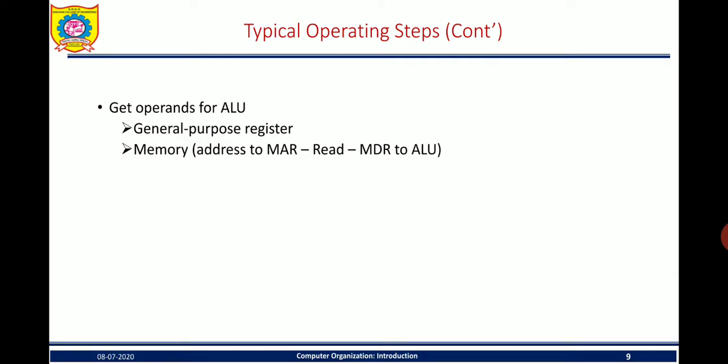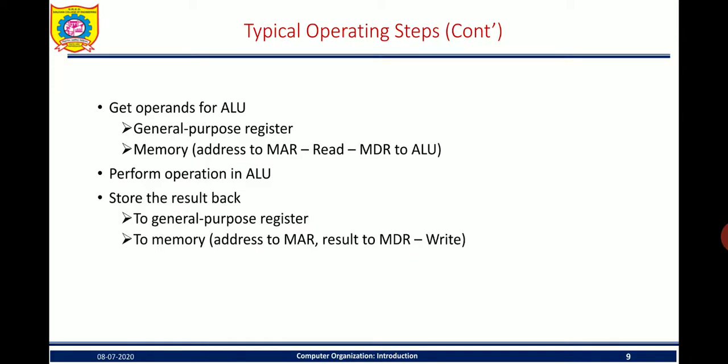Then we get operands for the ALU. After decoding and executing, some opcodes are generated. Opcode means operational codes, or operands for the ALU, that is our arithmetic and logic unit. Those operands are stored in general purpose registers or memory, that is, address to MAR, we have a read operation, and MDR to ALU. Then we perform operations in the ALU. It could be an arithmetic operation or a logical operation.